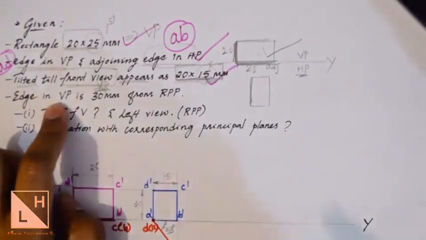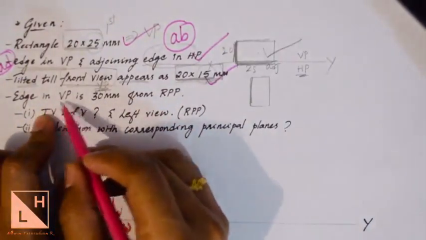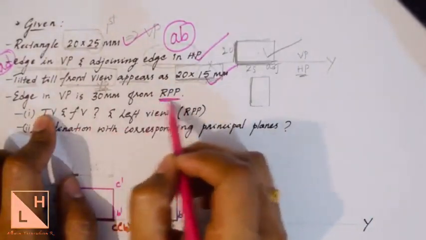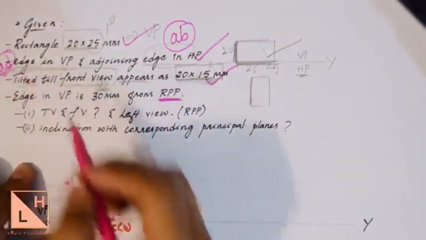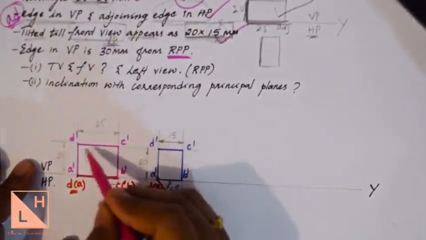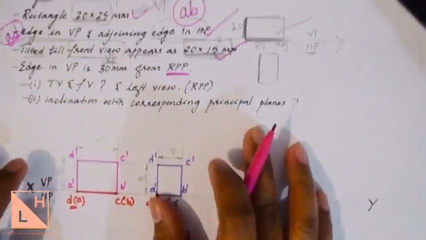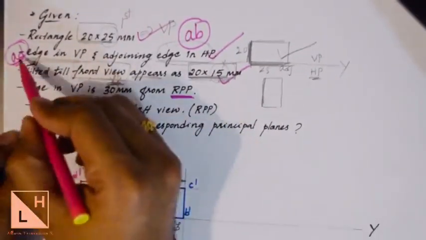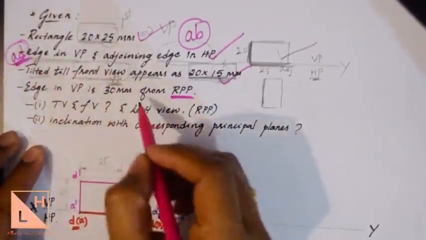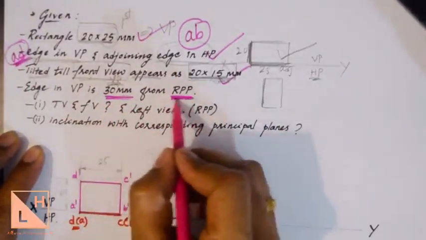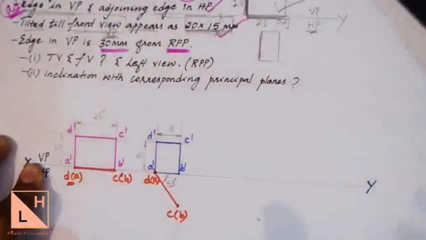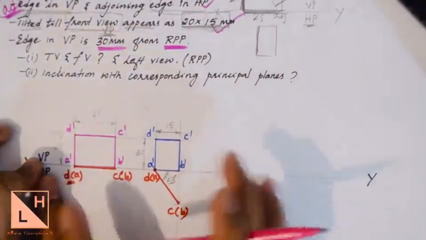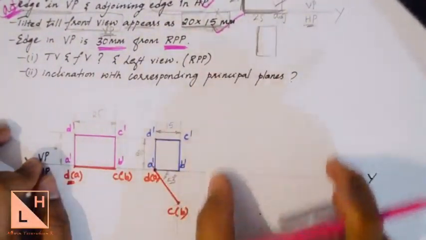So if you go to the next condition, the edge in VP is 30 mm from the right profile plane. Which is the edge that is in VP? We have already identified it, the one that is on the left side. According to our drawing, the one on the left side is A dash D dash, or AD if it is in top view. This edge is at a distance of 30 mm from the right profile plane. The right profile plane will be found towards the right side from the viewer's direction. 30 millimeters from A dash D dash, you will get the right profile plane.